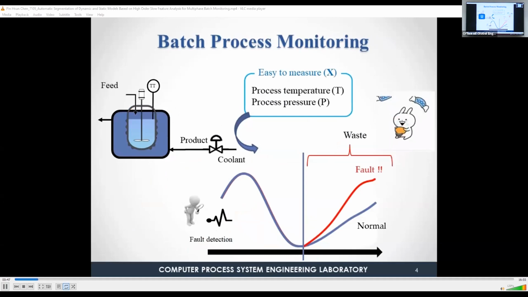For example, the blue line is a normal batch and the red line is a faulty batch. After this time point, the red line moves away from the blue one. If there is no real-time monitoring, the error will not be known until the batch is completed. This is a waste of time and money. So we hope that we can monitor batches using some sample variables.